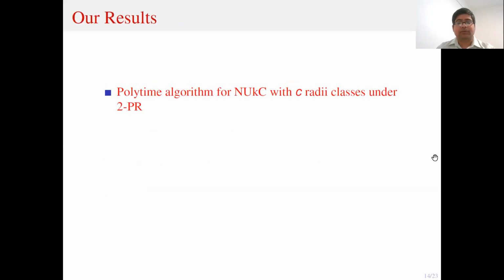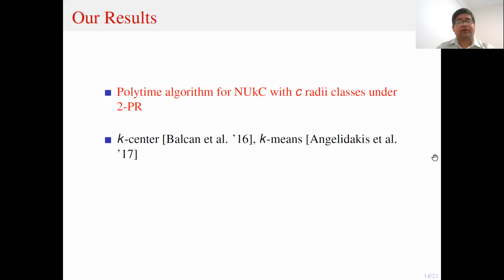Subsequently, we study the NUkC problem under perturbation resilience, and we obtained the following results. So first, we show that the problem can be solved in polynomial time under only 2-perturbation resilience if we have only a constant number of radii classes. And note that if we have a single radius class, that is for k-center, the problem is still NP-hard without the perturbation resilience assumption. In the special case of k-center and other popular clustering problems, polynomial time algorithms were already known for the problems under perturbation resilience.